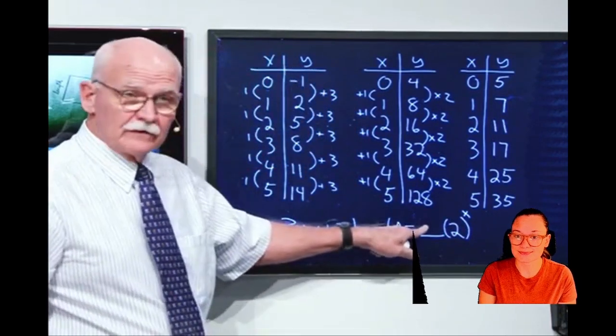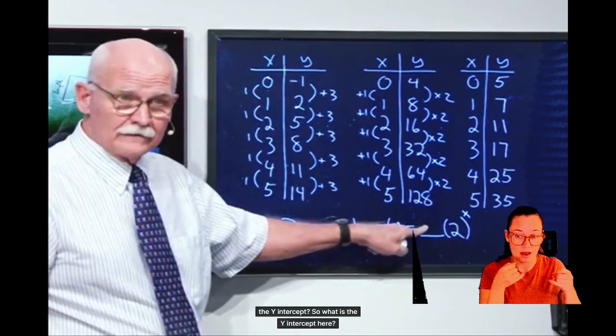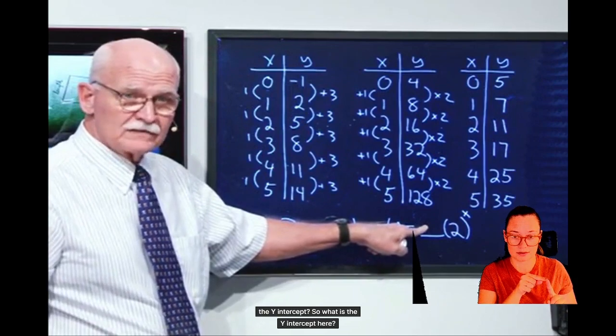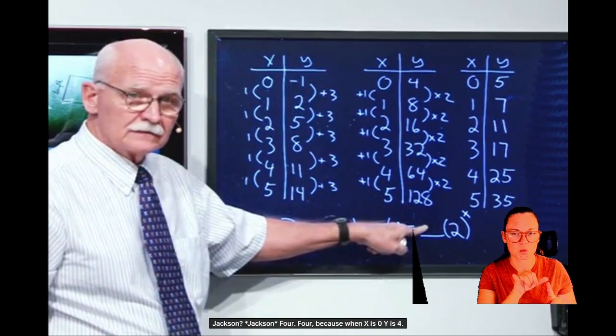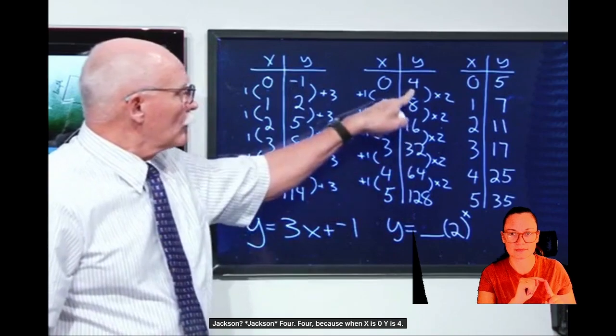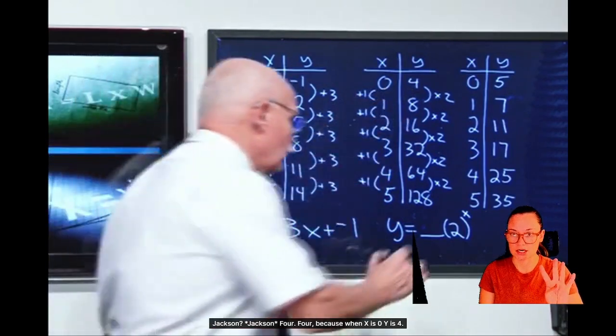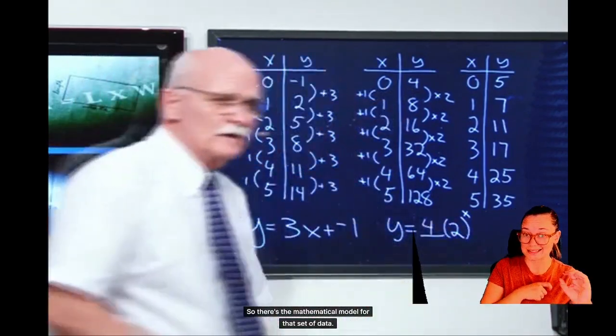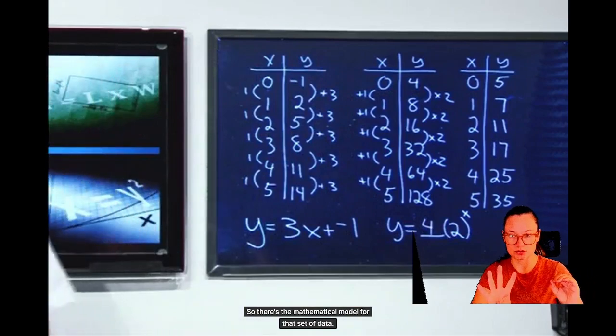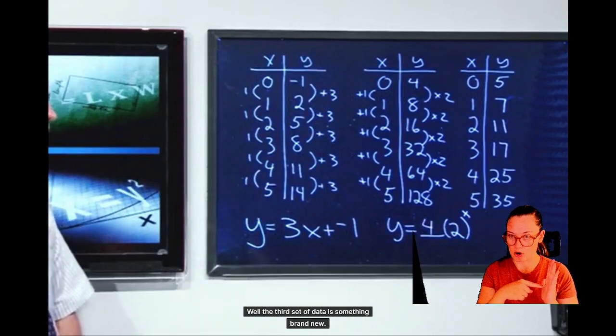And this time, isn't the number out in front the y-intercept? So what is the y-intercept here, Jackson? 4. 4, because when x is 0, y is 4. So there's the mathematical model for that set of data, okay?